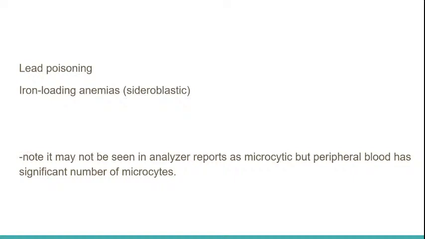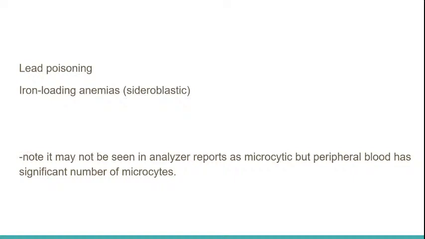What is an example of an iron loading anemia? Sideroblastic anemia. Why? What's the problem in sideroblastic anemia? There's a problem with hepcidin. Hepcidin prevents the exit of ferritin to the peripheral blood. So hepcidin is the problem with sideroblastic anemia. But again, sideroblastic anemia is just one of the many iron-loading anemias out there.